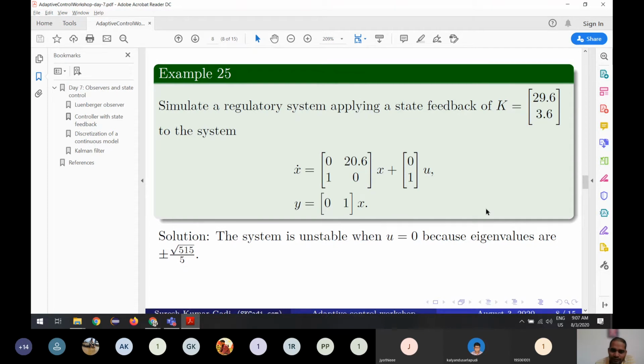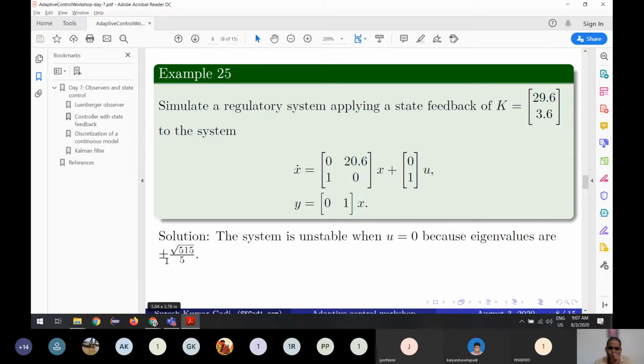Before going to the solution, what we are assuming here is we are measuring X cap, which is the same as X. So the estimate, or our observation, is very correct and we will apply it. First, let us see how we can say that this system itself is unstable. For U equal to 0, when we are not giving any input, the eigenvalues for this matrix, which is a 2 by 2 matrix, so we have two eigenvalues.